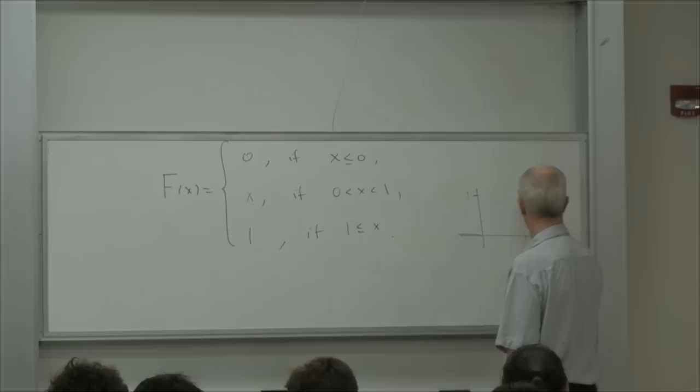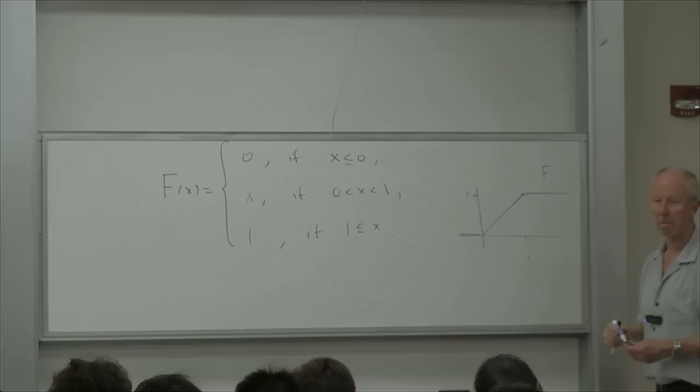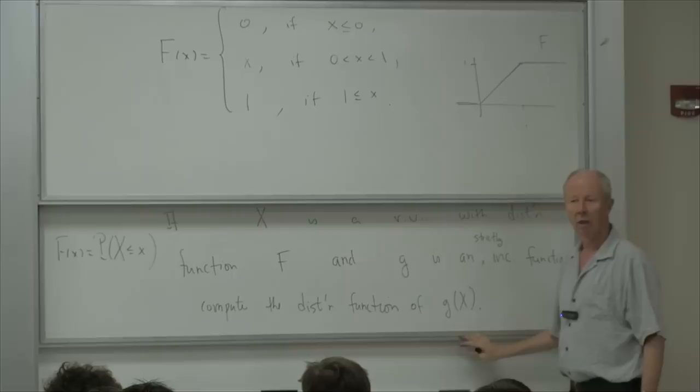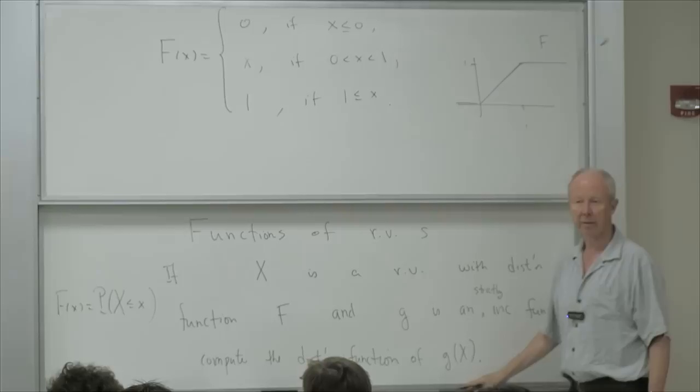that's the graph of capital F. That's what it means to be uniformly distributed. It means its distribution function is this. That means you're picking a point at random from the interval from 0 to 1, and there's no bias for any particular place in the interval. It's as likely to come from one side as from the other.